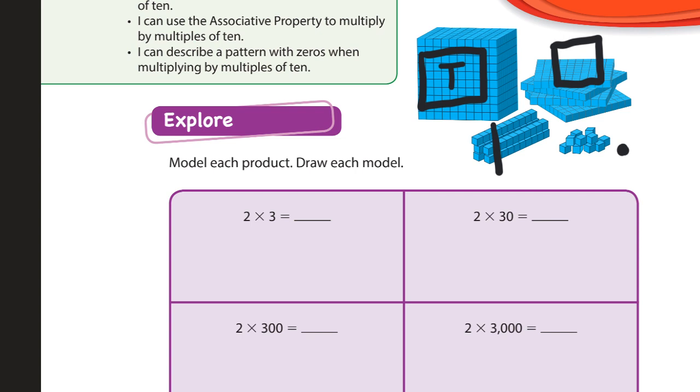All right, so 2 times 3, I'm going to do 2 rows of 3 dots. And I can see my answer is 6. 2 times 30, I can do 2 rows of 3 tens, 10, 20, 30. And then I do another one, 10, 20, 30. In all, I have 60.